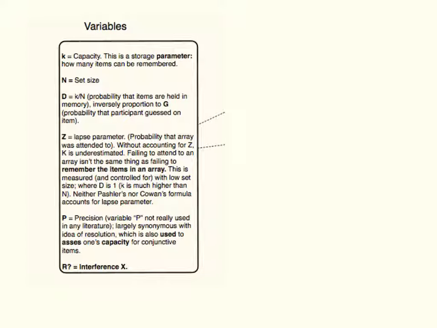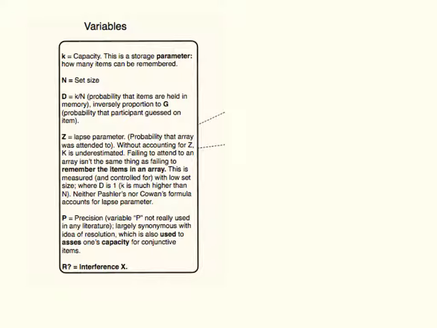Alright, so this is to quickly add our variables. We have k and d, we have z, we have p, and then if we want to look at interference, we can do that as well. K is the capacity, that's the storage parameter, however many items can be held. N is the set size. D I'll talk about in the next slide, but that's the probability that the items are held in memory or uncoded, and that's proportional to capacity and set size.